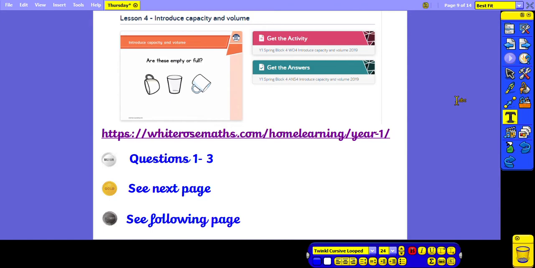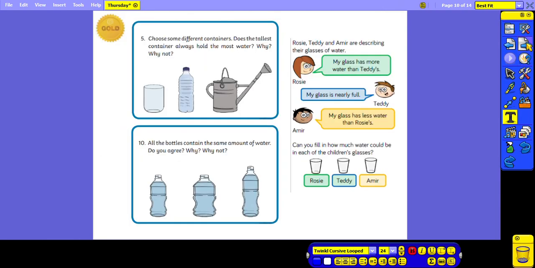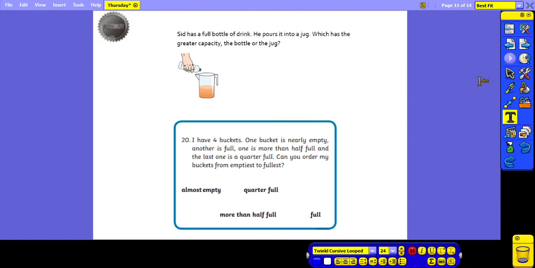So your tasks for today are again on the White Rose website. So if you find lesson 4, introduce capacity and volume. And then your silver tasks are here and your answers below. Remember to watch the video. Then we've got some gold challenges for you to have a go at as well, followed by a couple of platinum challenges too.